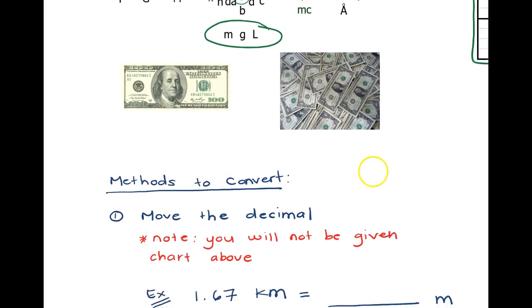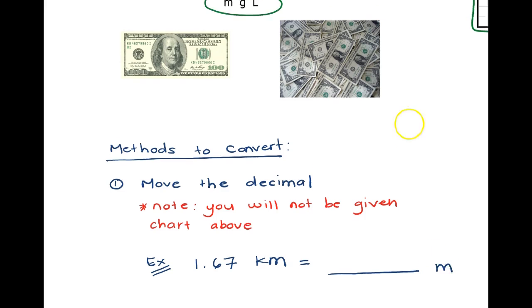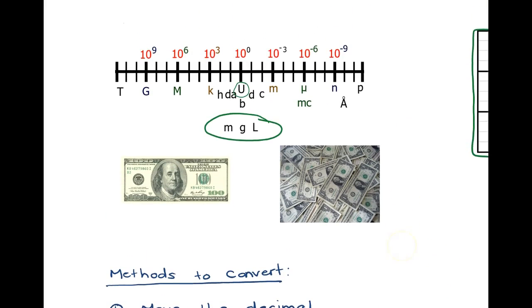All right, so let's look at an example of moving the decimal place. I have 1.67 kilometers. Okay, I have meters, I have kilo as my prefix out in front, and I want to convert this to meters. Okay, so if I go back up to my chart, I'm starting at kilo and I'm going to meter, so that's just my unit, right? I don't have any prefix out in front.